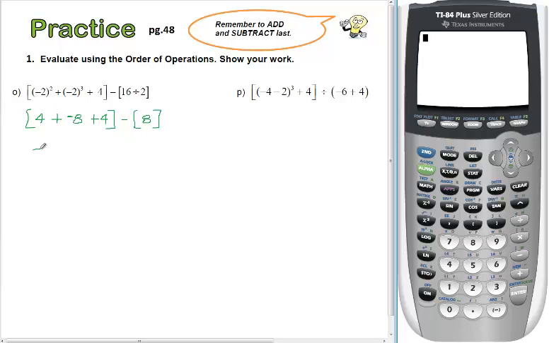Now simplify inside this bracket first before I drop them. 4 plus 4, I'll do the two positives, plus negative 8, subtract 8. Okay, and that's 0, isn't it? Subtract 8. Now we can drop those square brackets, and 0 subtract 8 is negative 8. The key is don't rush it. Do one or two steps at a time. Don't try to do too much in one step.